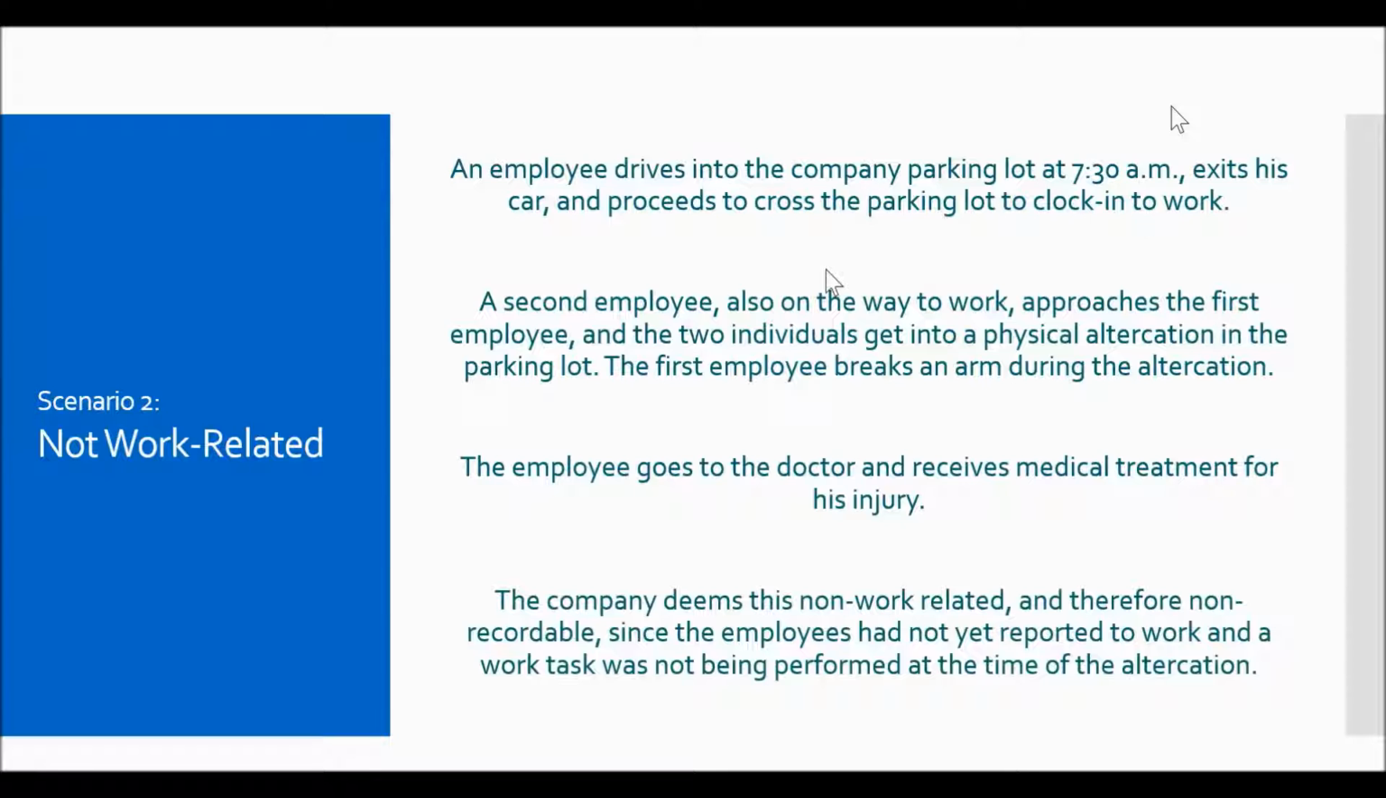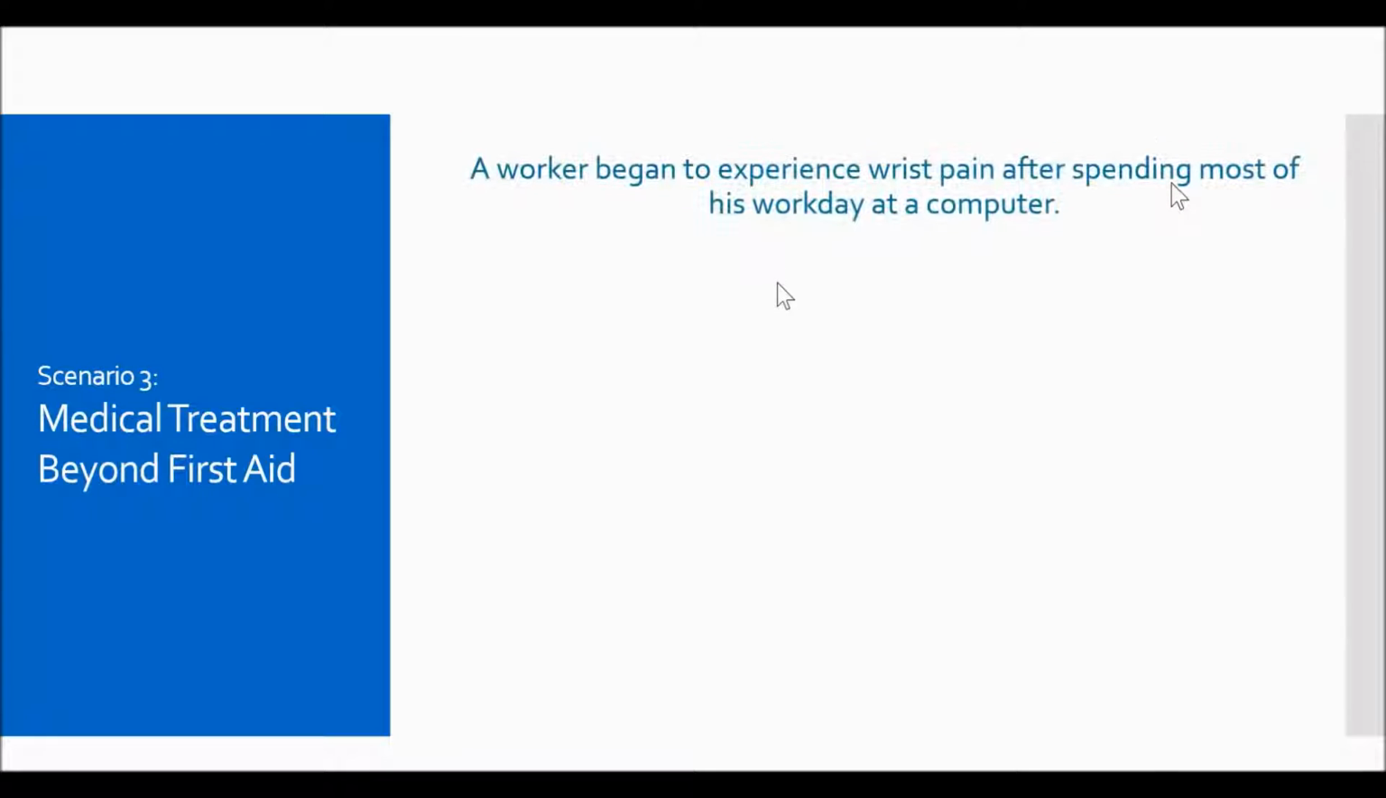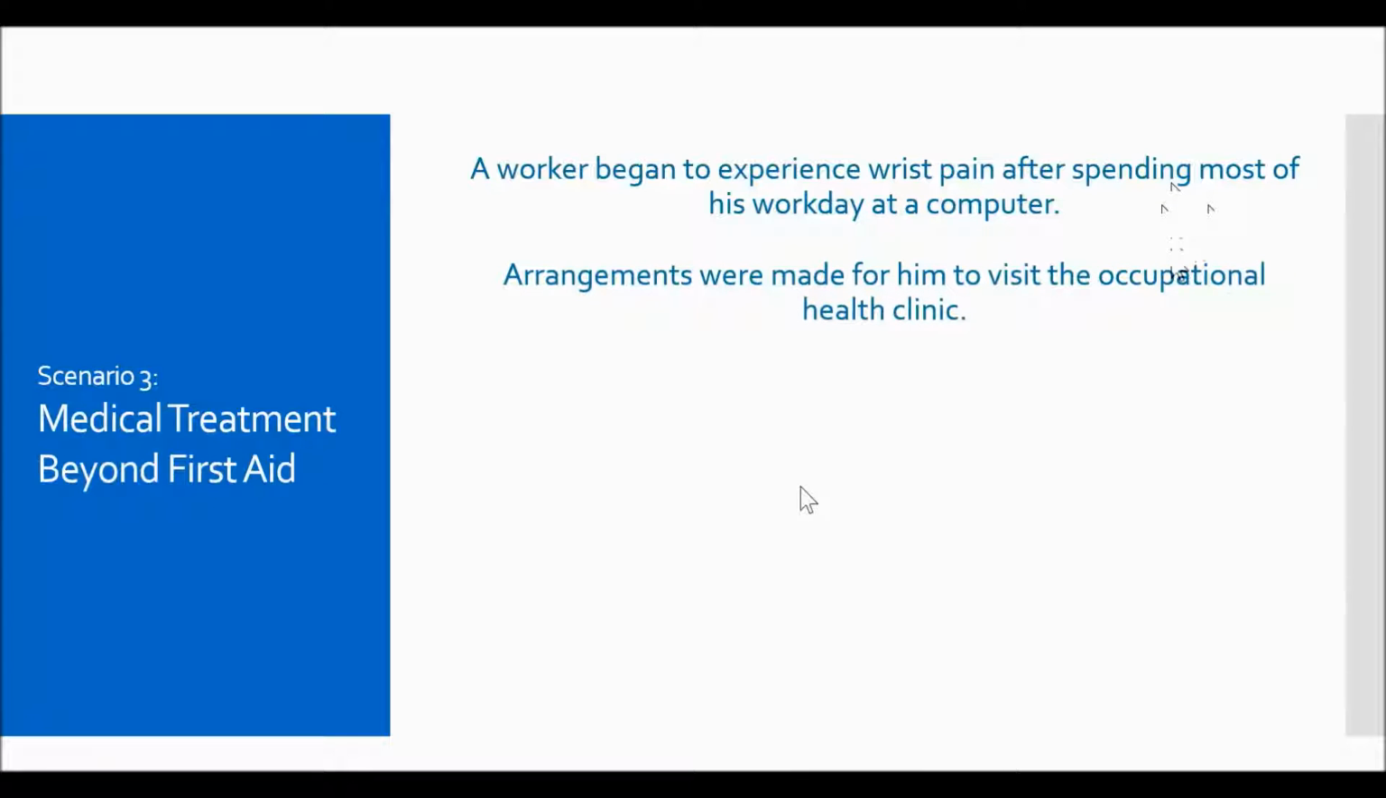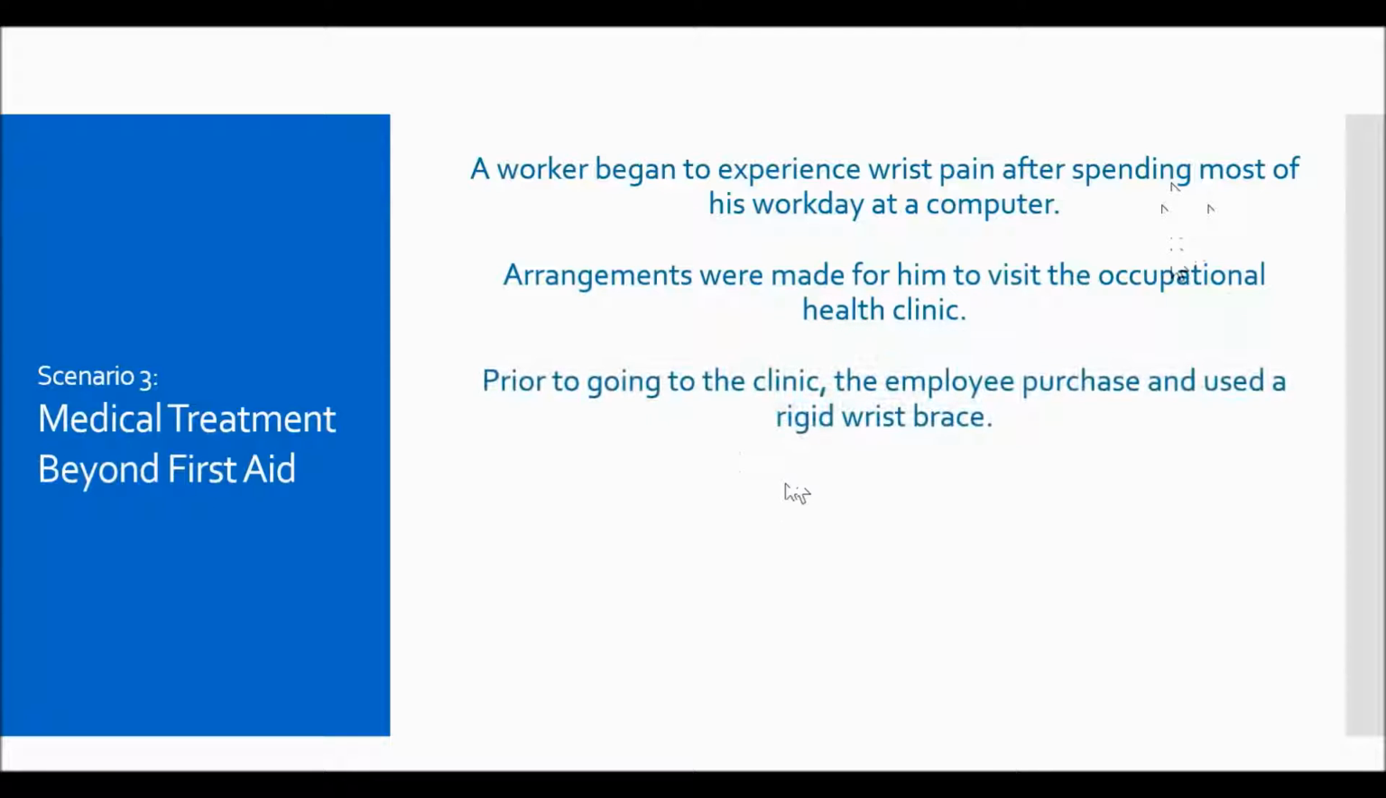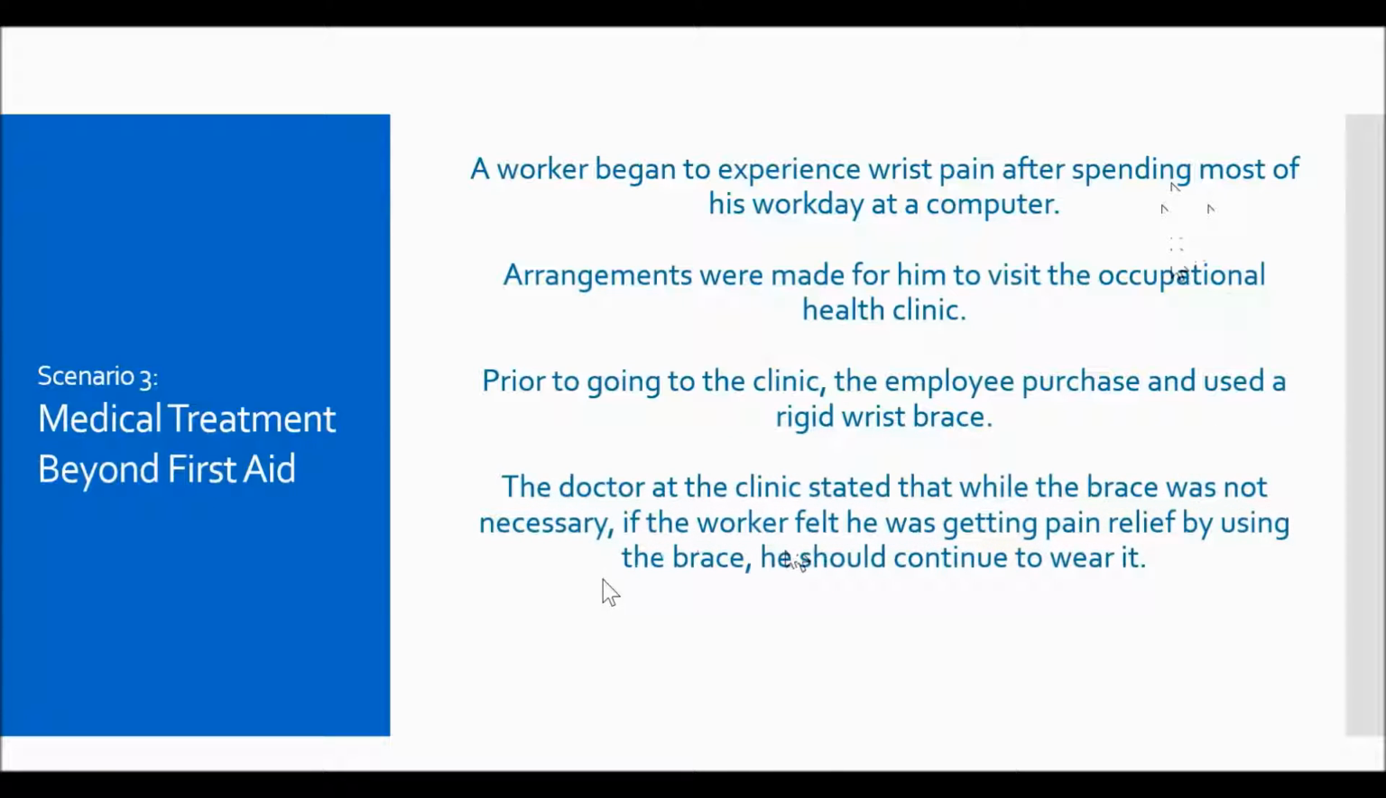So the last one we want to look at, and this is the scenario we want to go through, is a medical treatment beyond first aid. A worker has experienced wrist pain after spending most of his day at a computer. He goes to the OCHealth clinic, but before he gets to the clinic, he buys a rigid wrist brace. And as all of you know, that is beyond first aid.